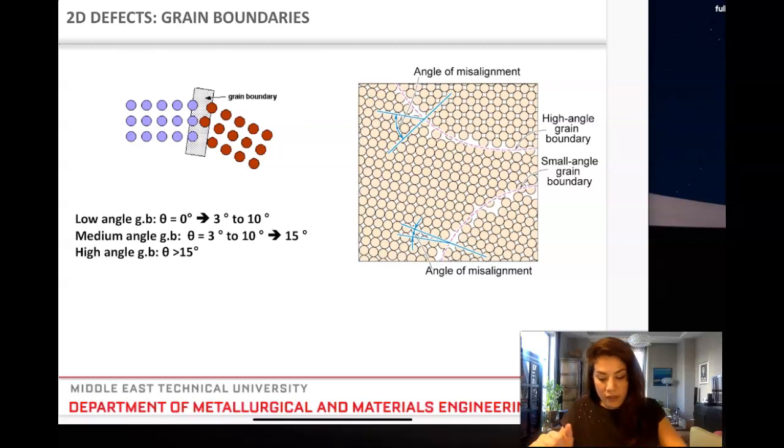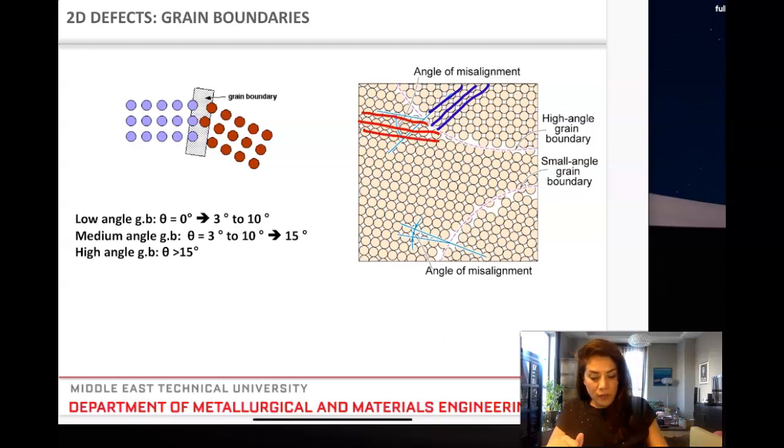If we have a certain alignment for the upper domain, and another alignment in a neighboring domain, what would be the angle between the new stacking and the previous one if I continued that orientation? What is the angle difference between them? If that theta is between 0 and 3 degrees, it's called a low angle grain boundary. If it's 3 degrees to 10 to 15 degrees, it's called a medium angle grain boundary. And if that orientation misalignment is large, over 15 degrees, it's called a high angle grain boundary.